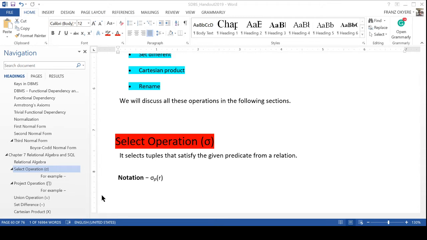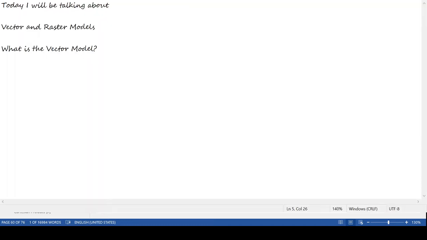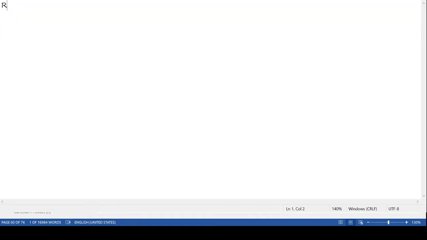Okay, let me do a window capture. So I'm referring to rows. When we say tuples, or mention the word tuples, it is synonymous with a row in the table. It is synonymous.